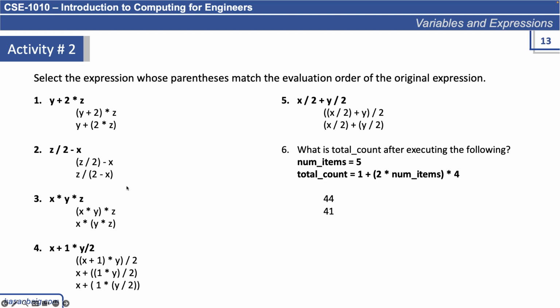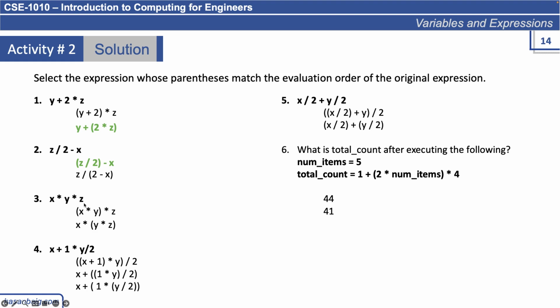Let's talk about the second one. So z divided by 2 minus x. So again, division has higher precedence than plus or minus. So which means the first expression is the correct answer.